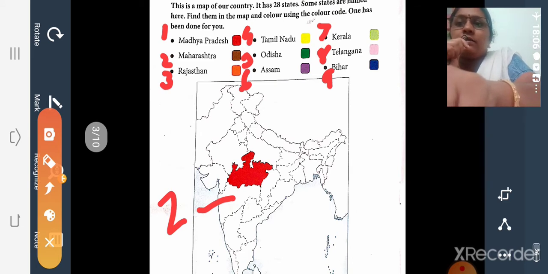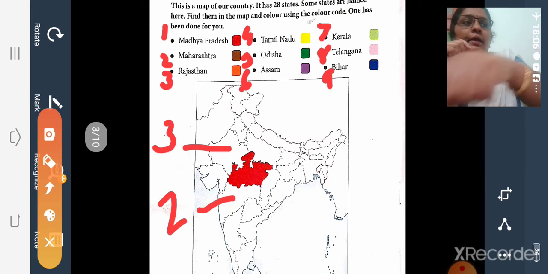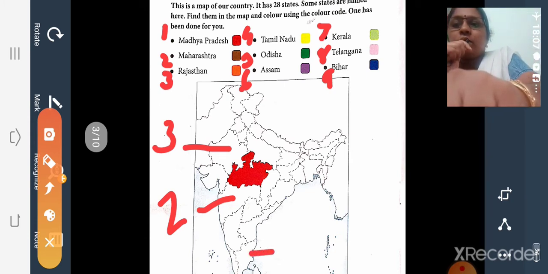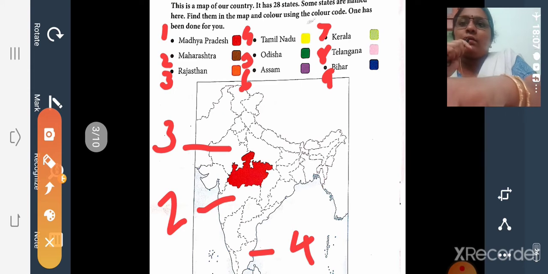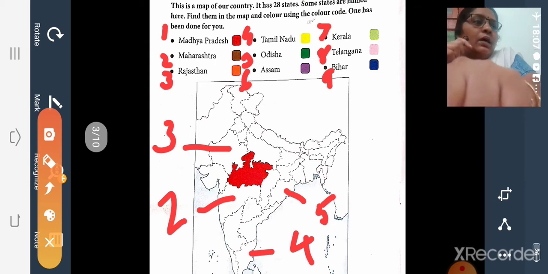Then third one, Rajasthan. So this Maharashtra, you have to give this brown color. Okay, then third one, Rajasthan. This is Rajasthan. Okay, Rajasthan, orange color. You have to give orange color. Then fourth one is Tamil Nadu. This is Tamil Nadu. Okay. Then Odisha. Five, Odisha. Odisha is here. Then six, Assam. Here is Assam.